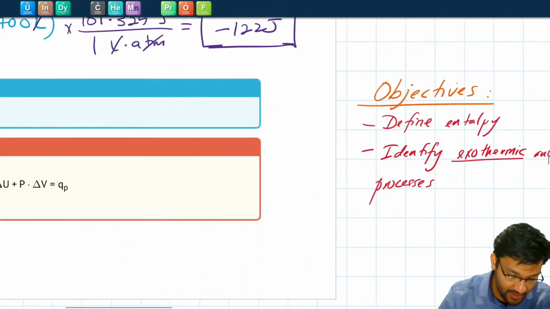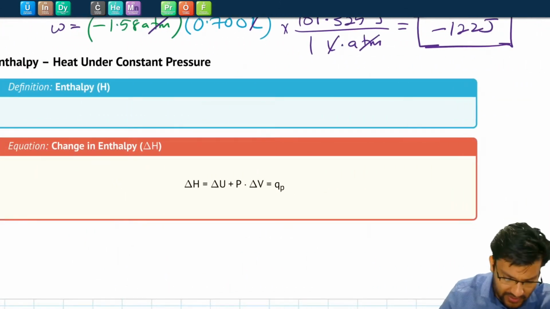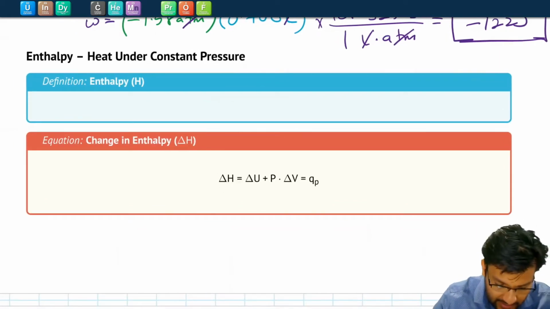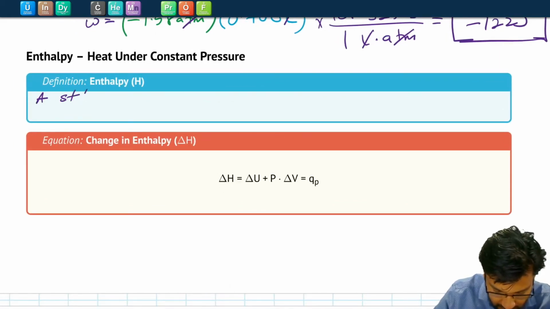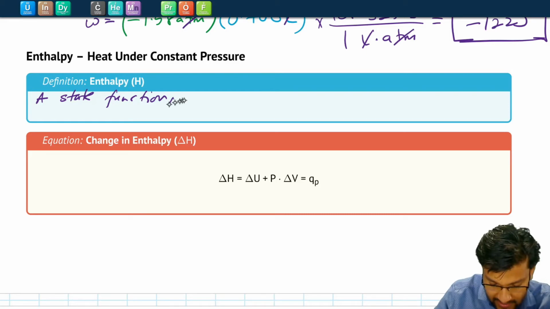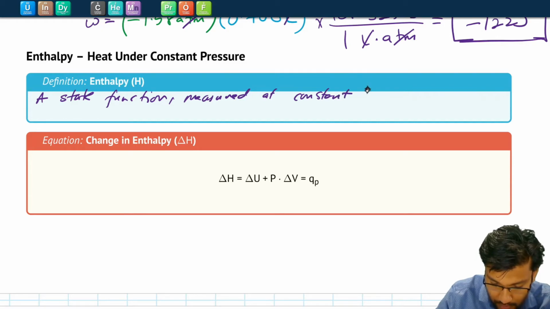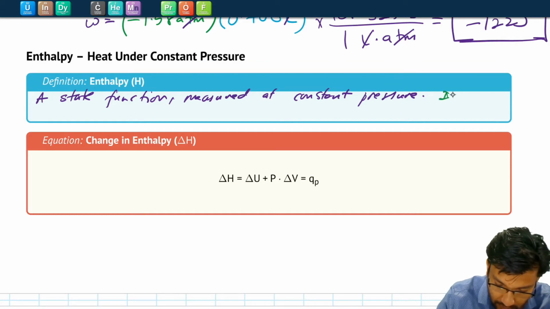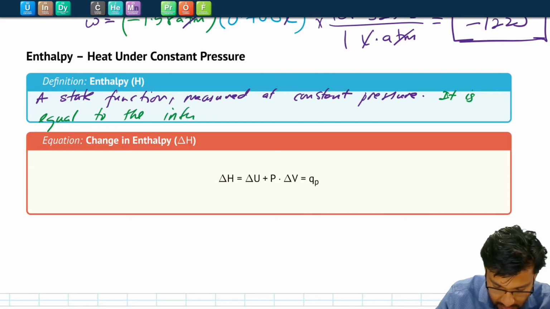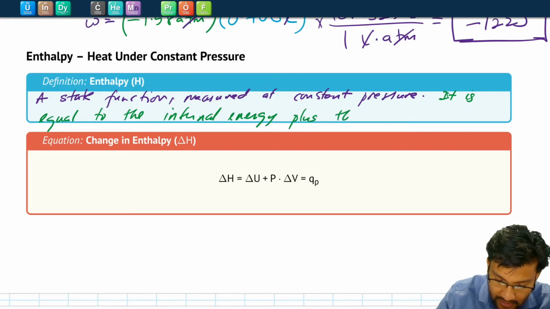Let's get started. So what is enthalpy? Enthalpy, we use the symbol H to represent enthalpy, is a state function. We talked about state functions in our previous video, but enthalpy is one of those. It's a state function and it's measured at constant pressure. It is equal to the internal energy plus the pressure times volume.